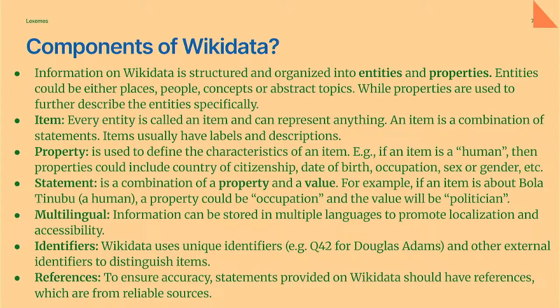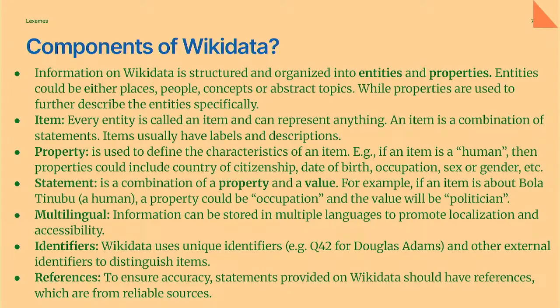Okay, moving forward, what is the identifier? Let's check. Wikidata uses unique identifiers, e.g., Q42 for Douglas Adams. That is the code under Wikidata. Every item has a what? A code. Every entry has a what? A code. So if you check this code Q42 for Douglas Adams and other external identifiers to distinguish items. So moving forward, we'll realize that Wikidata has a different code while the Lexemes has its own different code. I will not identify that until I ask a question on it.